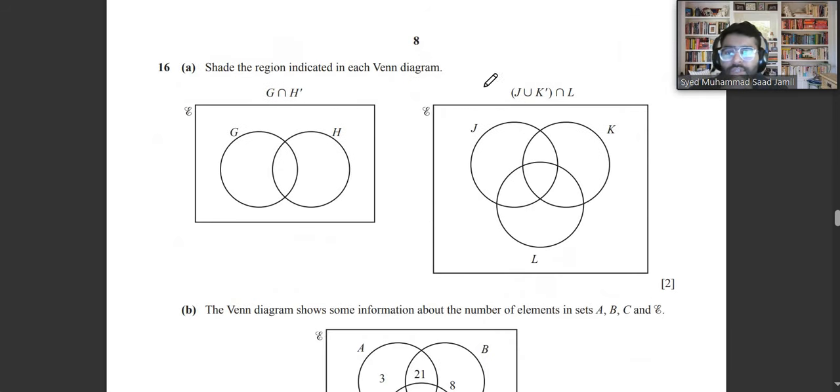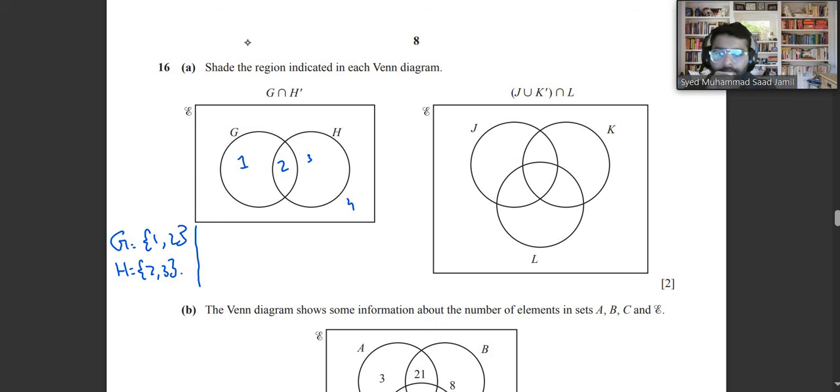Next, shade the region indicated in each Venn diagram. Okay. How do I do these questions? I will tell you guys a trick, and I want you guys to follow that trick as well. So, first of all, write over here 1, 2, 3 and 4. Alright, so in G, you have 1 and 2. In H, you have 2 and 3. Alright. Now, it means in H prime, you will have all the numbers that are not in H. So it's going to be 1, 4.